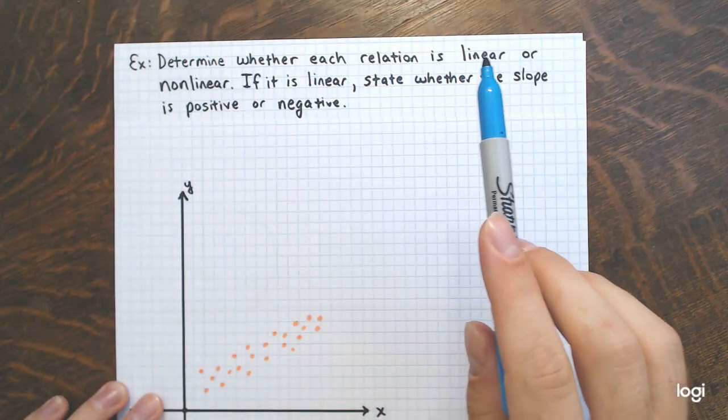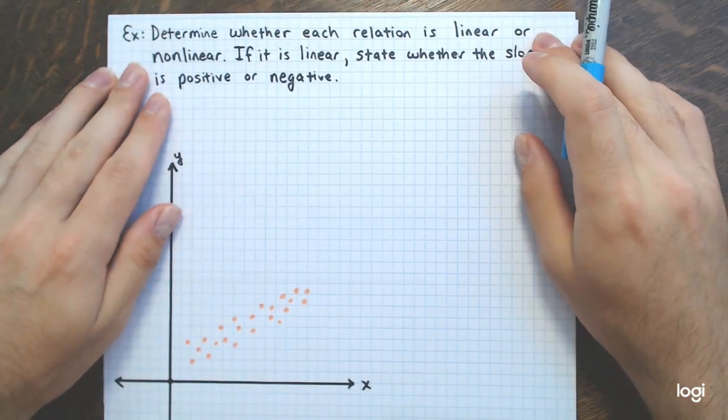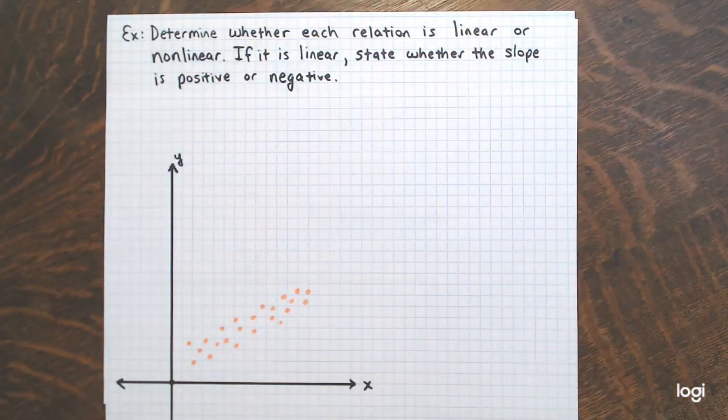Determine whether the relation is linear or nonlinear. And if it is linear, state whether the slope is positive or negative, right? So these points, again, they're not all on a straight line, right? Clearly, if you tried to connect them all, it would be some crazy zigzaggy graph. So don't connect them, right? We're just looking for a pattern. Where are the points trending toward or tending toward?